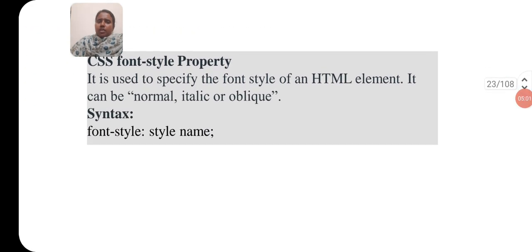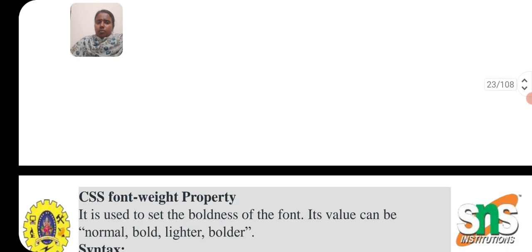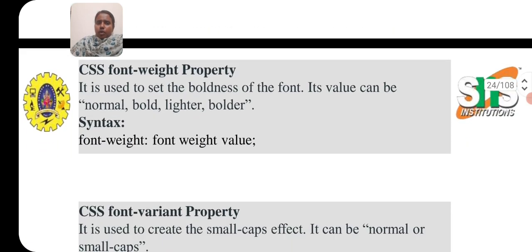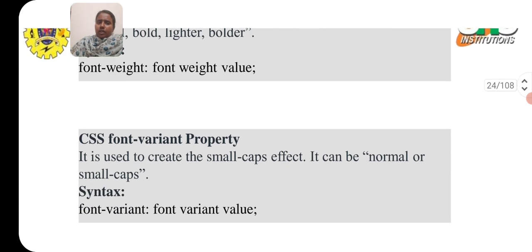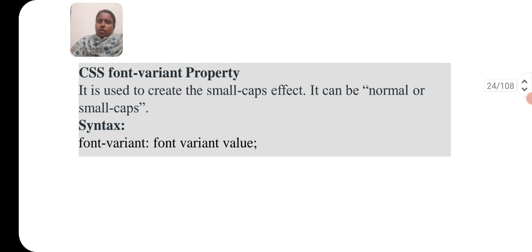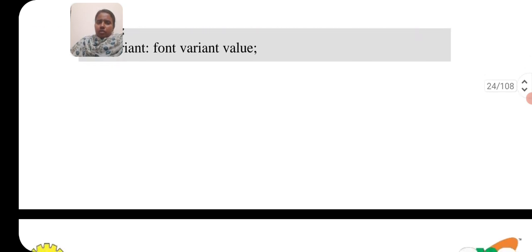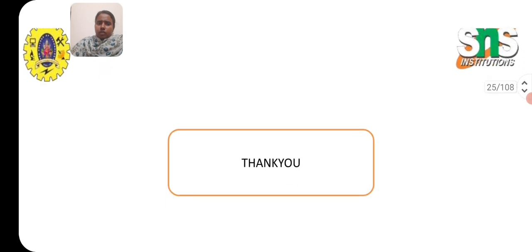The CSS font-style property is used to specify the font style of an HTML element. It can be normal, italic, or oblique. Syntax: font-style: style name. The CSS font-weight property is used to set the boldness of the font. Its values can be normal, bold, lighter, or bolder. Syntax: font-weight: value. The CSS font-variant property is used to create the small-caps effect. It can be normal or small-caps. Syntax: font-variant: value. Thank you.